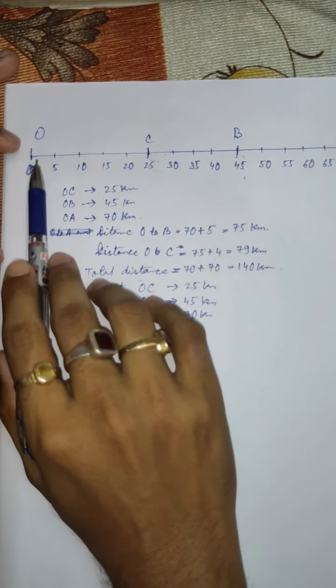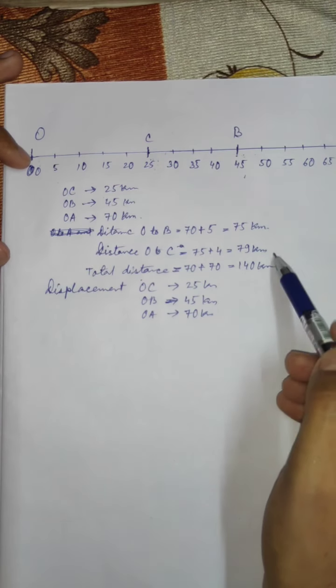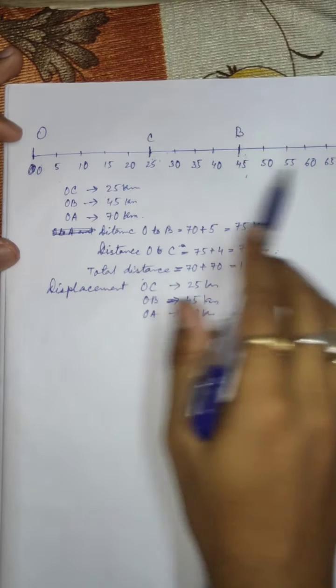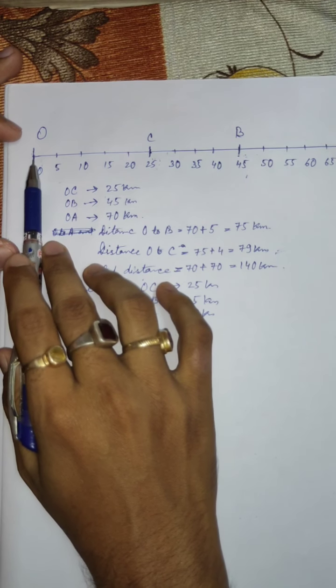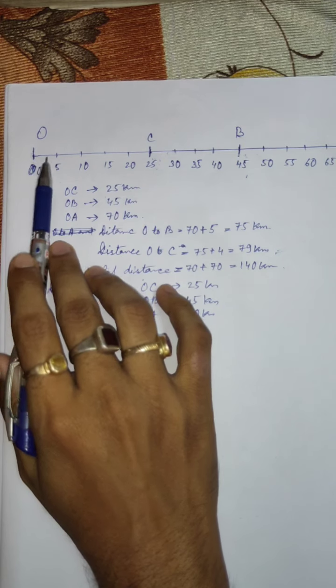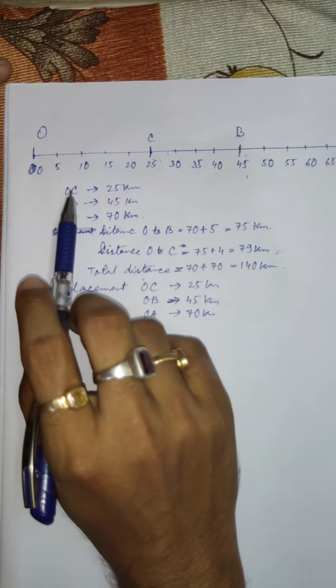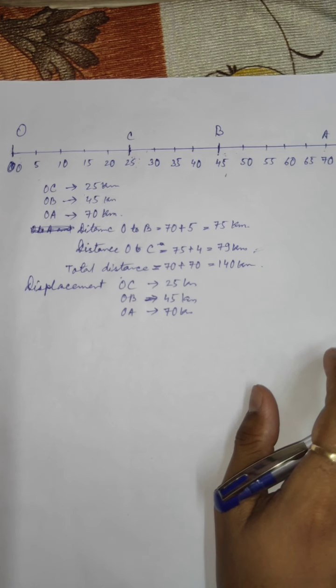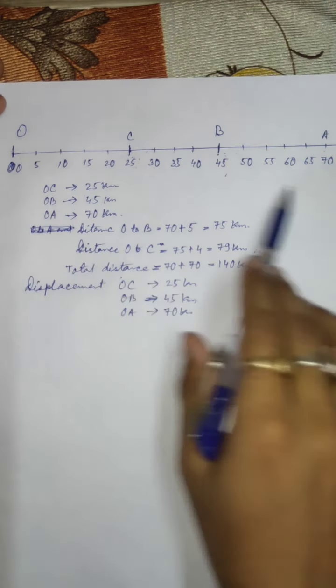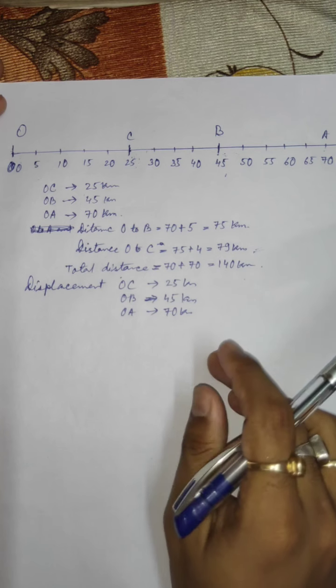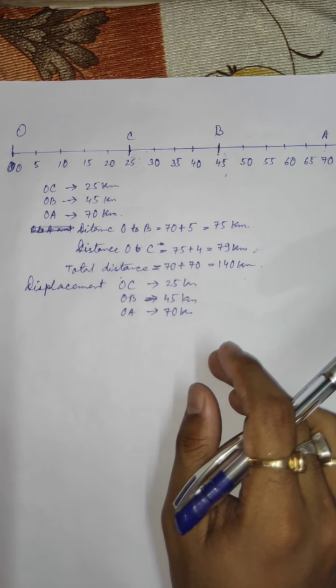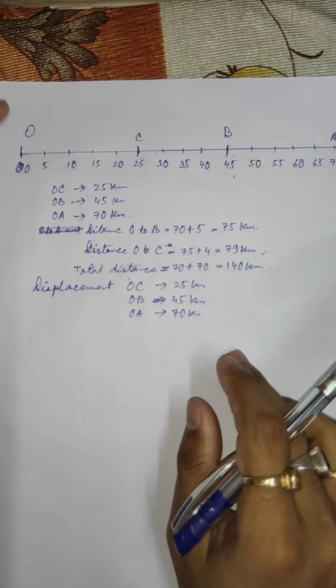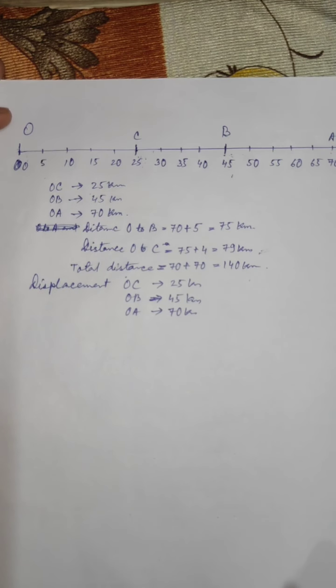But if I count the distance it has traveled, we have already calculated here 79 km. When the object again comes back to O, the displacement will be 0, because this is the initial position and again this is the final position. So both points coincide. In this case, displacement will be 0, because there is no distance between the points, but it has traveled a distance of 140 km. If I calculate the distance, it is 140 km, but if we calculate the displacement, it is 0.